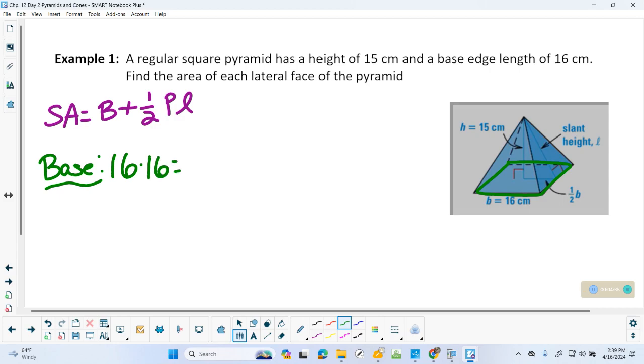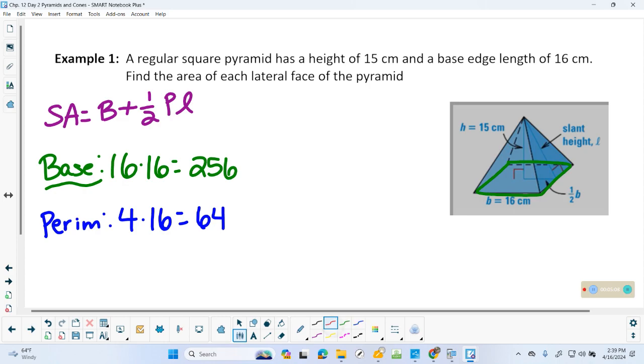All right, multiply that out. 16 times 16, 256. Now, we also need the perimeter of the base. Okay, all right, well, that's going to be easy. It's a square, and all the sides are 16. So what's the perimeter of the base? 64, thank you, Ty. I would just do 4 times 16. Or you could do 16 plus 16 plus 16 plus 16.